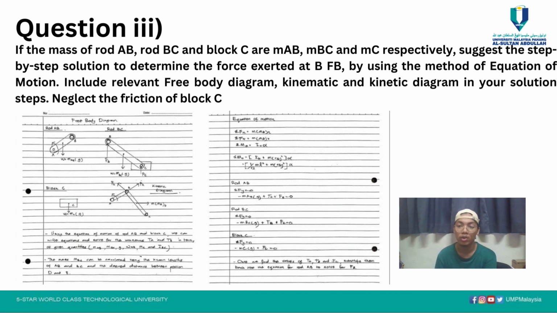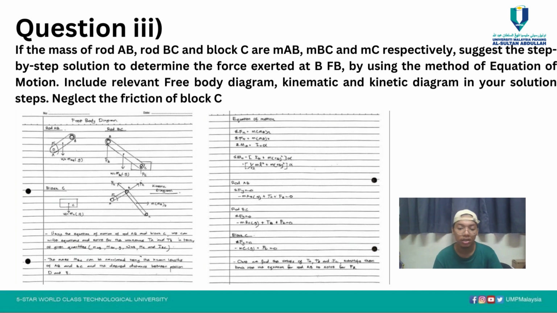So for rod AB, we have weight at the center of this rod. Second, for rod BC, we also have the weight of this rod in the center of it, and also FB at point B and FC at point C. Last, for block C, we have weight only in the center of this block. So this is how the kinetic diagrams look like. We have FT, FN, and also MAGT.